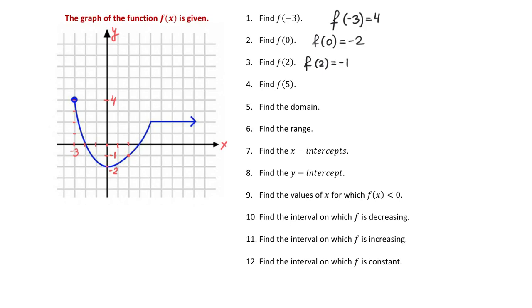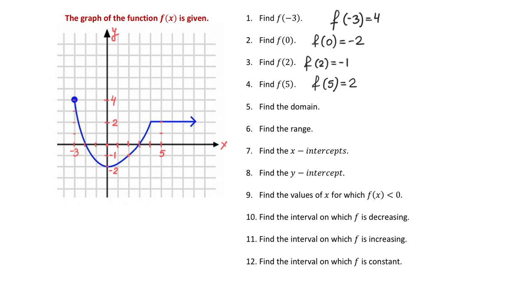The fourth question is to find f of 5. So from the origin, let's count 5 units to the right. That is 1, 2, 3, 4, 5. So here we have 5 on the x-axis. And then to find the corresponding y-coordinate of the point on the graph, we will move 2 units up. 1, 2. So here the y-coordinate is 2. So we can say that f of 5 equals 2.